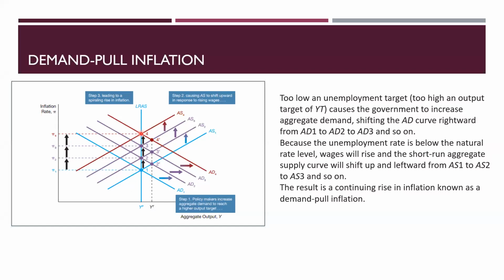Cost push inflation is a supply shock that causes the government to respond by increasing aggregate demand, for example through quantitative easing. Now, when it's demand pull, it's demand that is pulling prices up. So the result is a continuing rise in inflation known as demand pull inflation. So you should Google and research further on the difference between demand pull and cost push inflation.